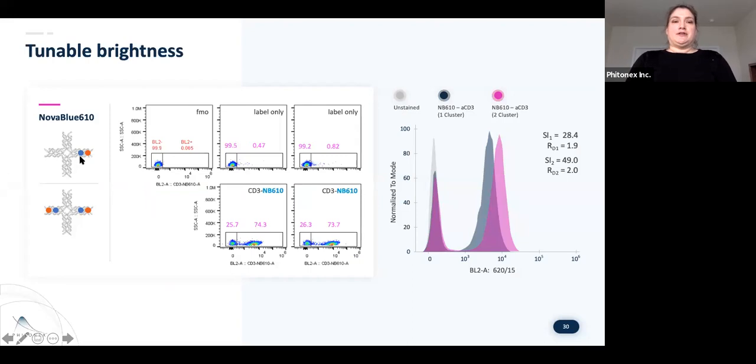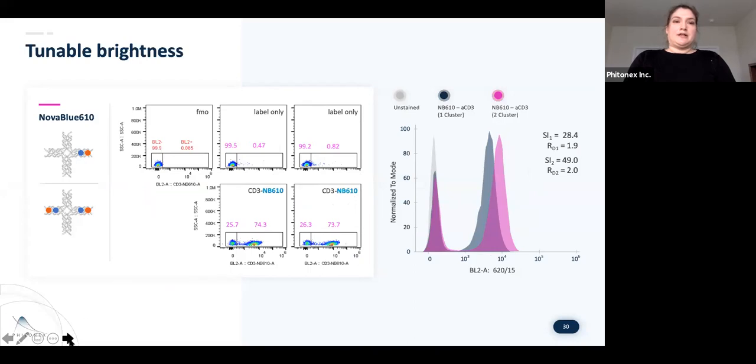And what you can see here is the comparison of the two, so we have the proper controls, FMO, label only, and then CD3 plus the label, so we're not having a large amount of background here. And remember, this is on a log scale, but you can see that we're actually seeing twice the fluorescence. So this really is a truly tunable system.